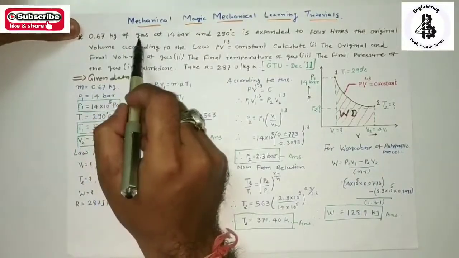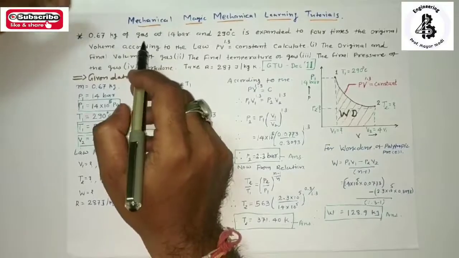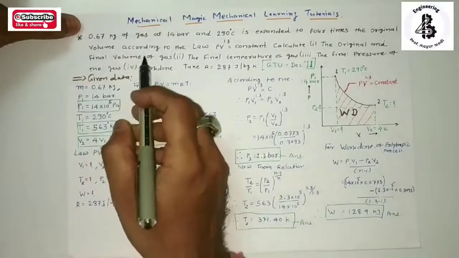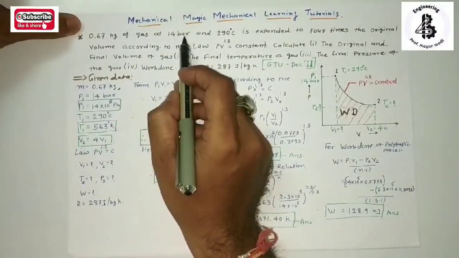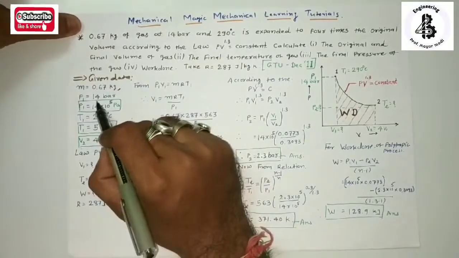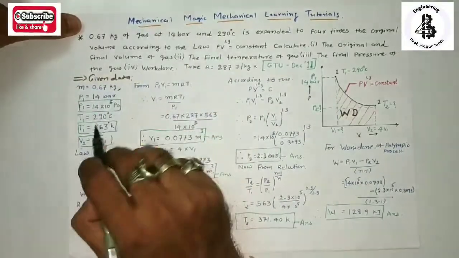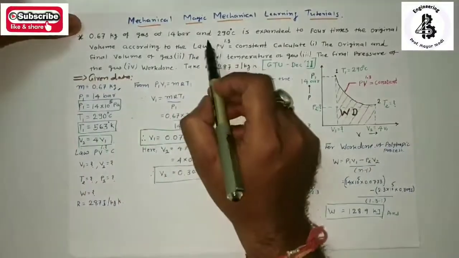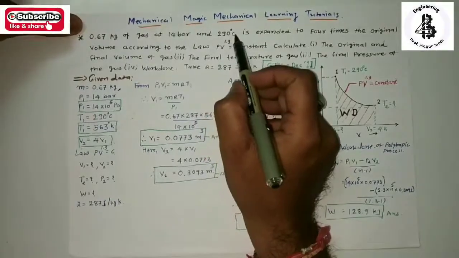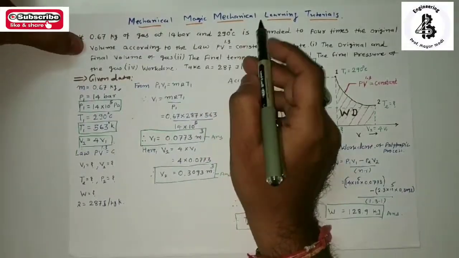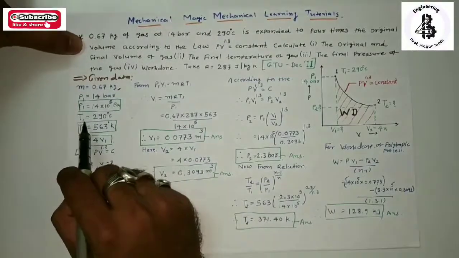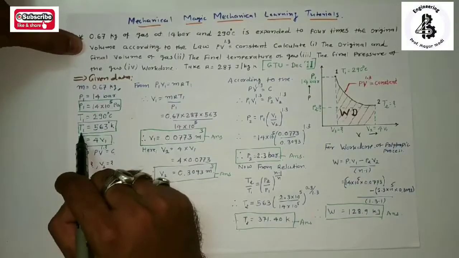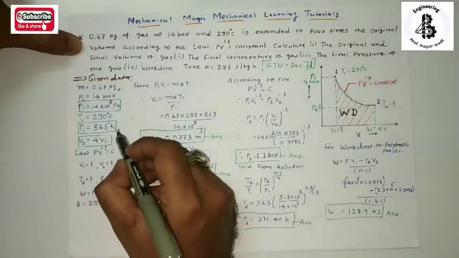0.67 kg of gas, so that will be the mass given. So m = 0.67 kg at 14 bar, and that will be the initial pressure. So P1 = 14 bar, which should be converted into pascals: P1 = 14 × 10^5 pascals. And 290 degrees is the initial temperature, T1 = 290 degrees centigrade, which should be converted into Kelvin. So T1 = 563 Kelvin.